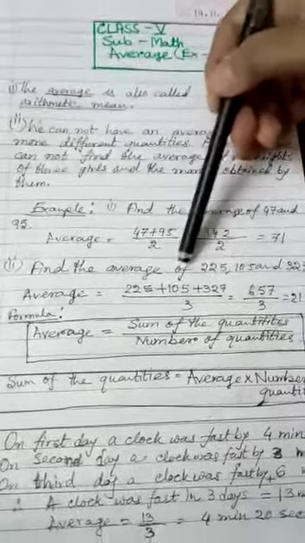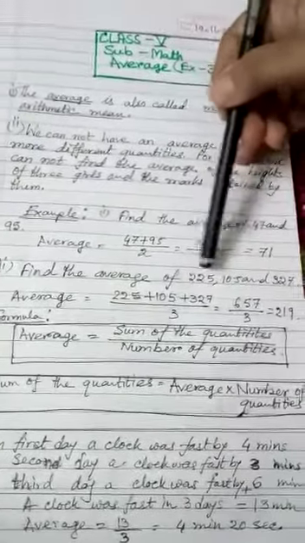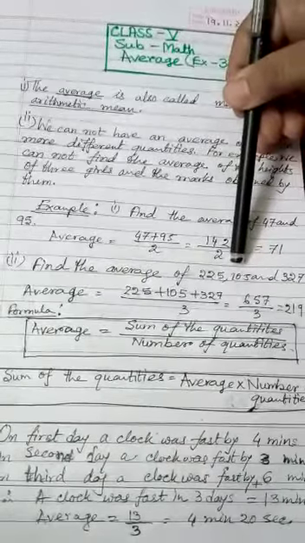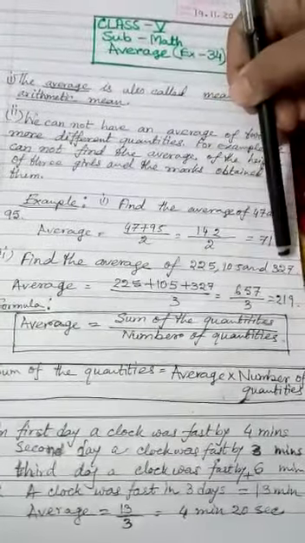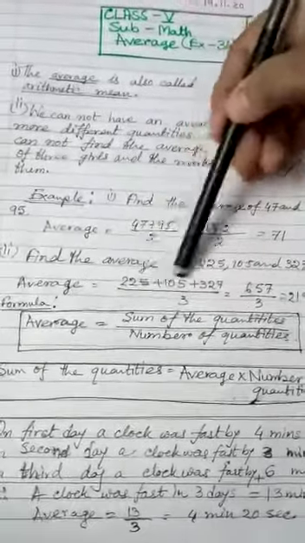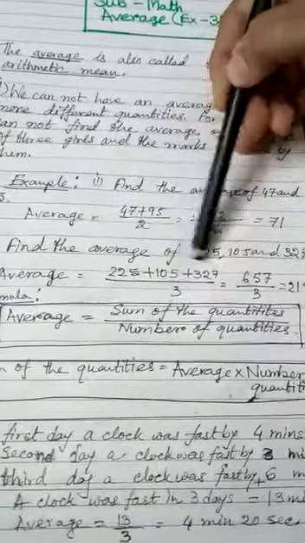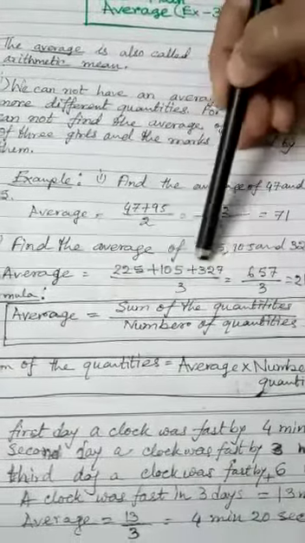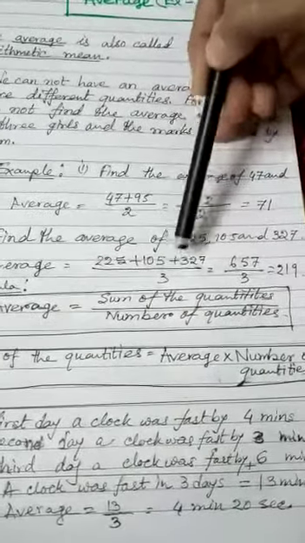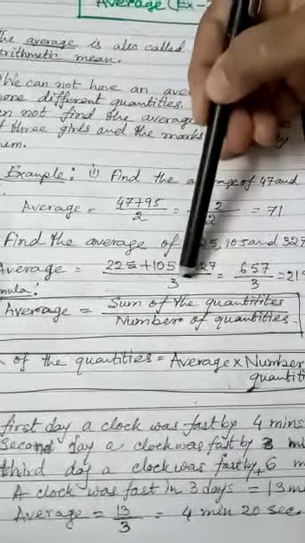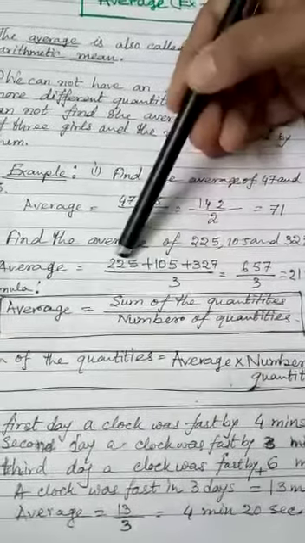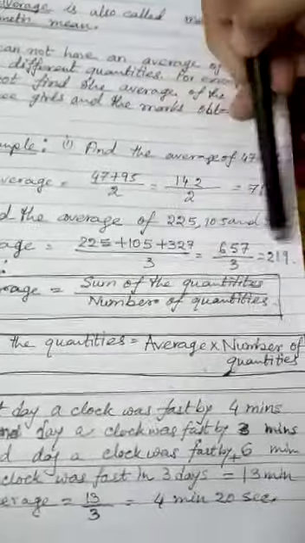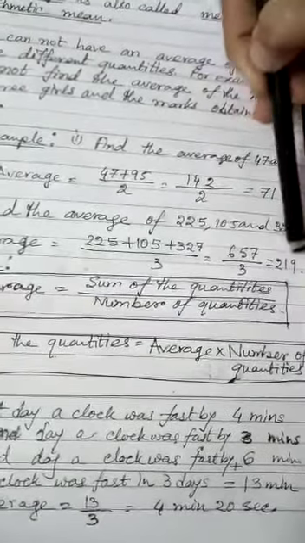See here, you have to find out the average of 225, 105 and 327. How will you do this? Add up, find out the sum of the quantities. So add up 225 plus 105 plus 327 by the number of quantities. The number of quantities, 3 numbers are there. So this sum will be divided by 3 and you will get 219 is the average.